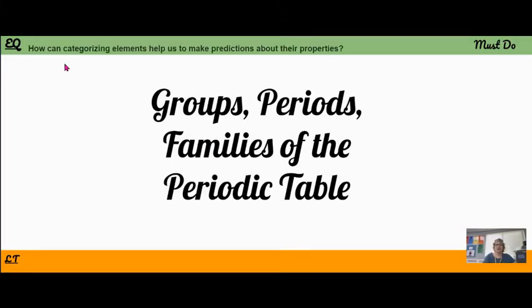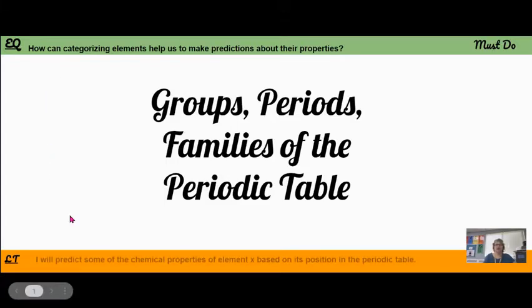So our question is, how can categorizing elements help us to make predictions about their properties? And your learning target is, I will predict some of the chemical properties of element X based on its position in the periodic table.